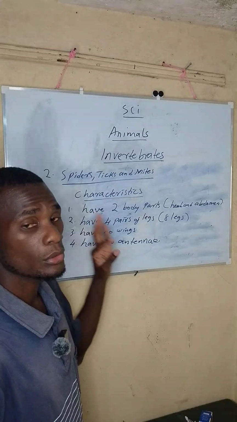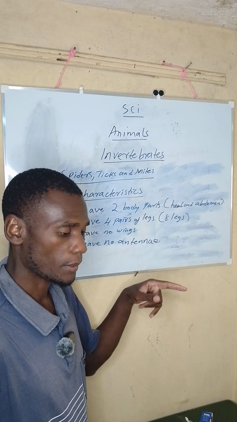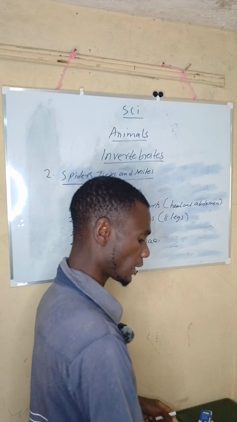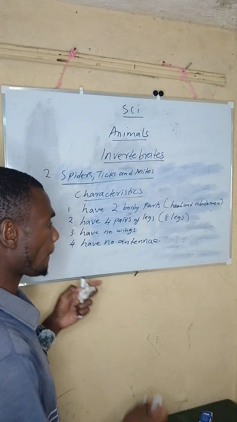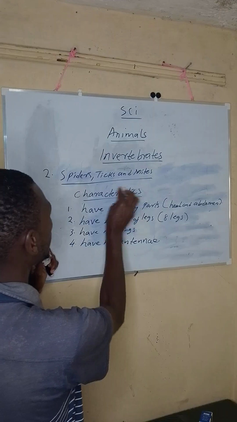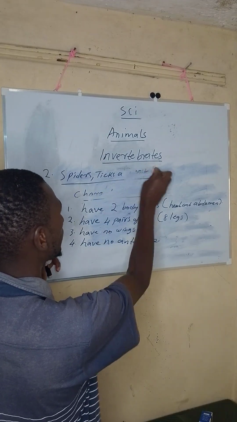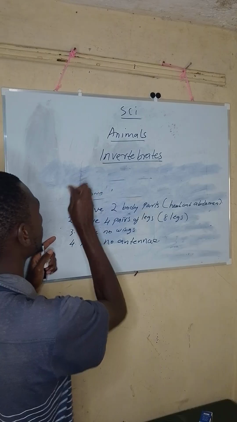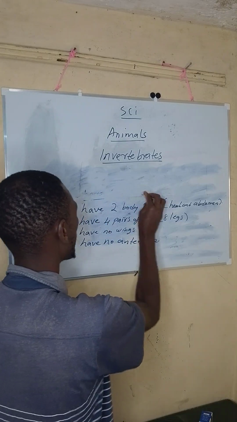Though these are not the only groups of invertebrates. So we have other groups, like there is also a group of millipedes and centipedes. So let me also have that. Another group of invertebrates, the third group. They have also been named millipedes and centipedes.